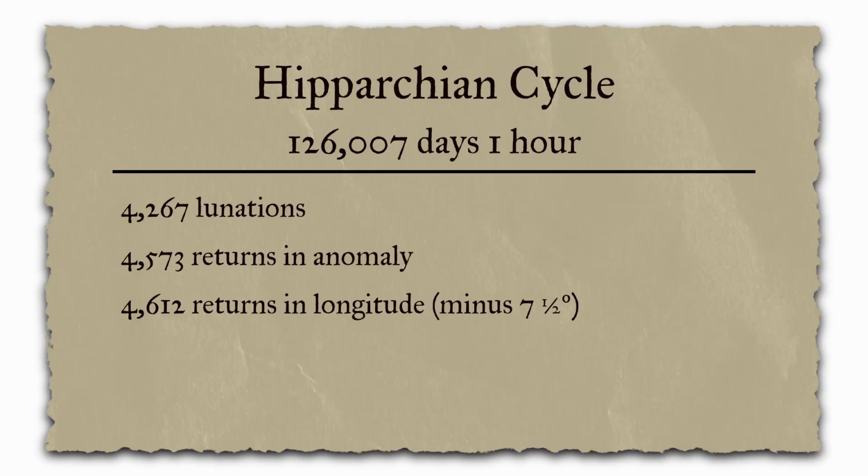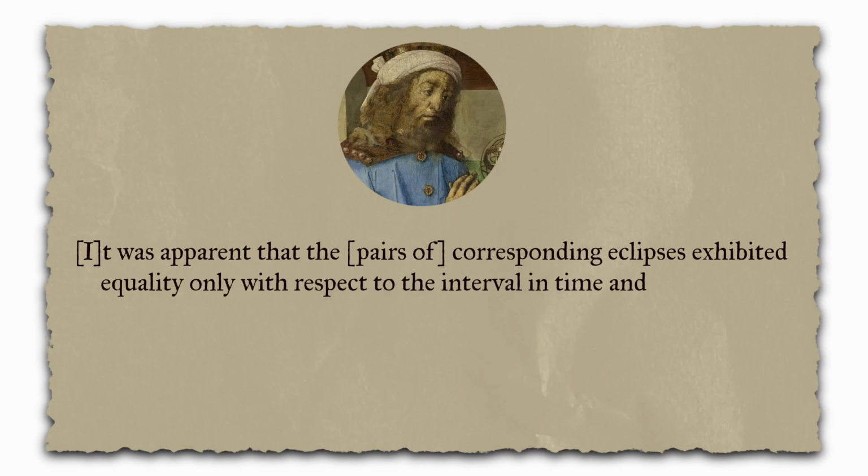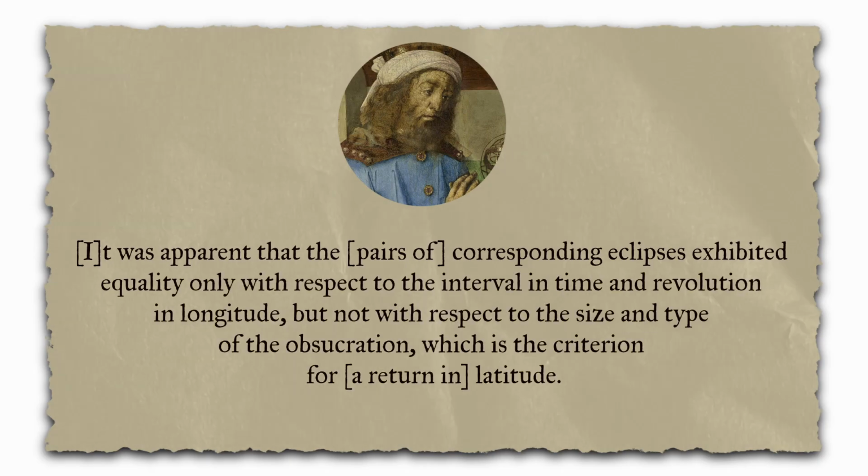types of lunar months. But if you're paying close attention, you may have noticed that I didn't give a number of returns in latitude for this Hipparchan cycle. Ptolemy calls this out as well, noting that this Hipparchan cycle didn't have an integer number of returns in latitude. It was very close, and the eclipses still repeat, but the size and type of the obscuration is slightly different, meaning that the pattern isn't perfect. This is frustrating because it means that we can't use this cycle to determine the length of a draconic month, at least not directly.